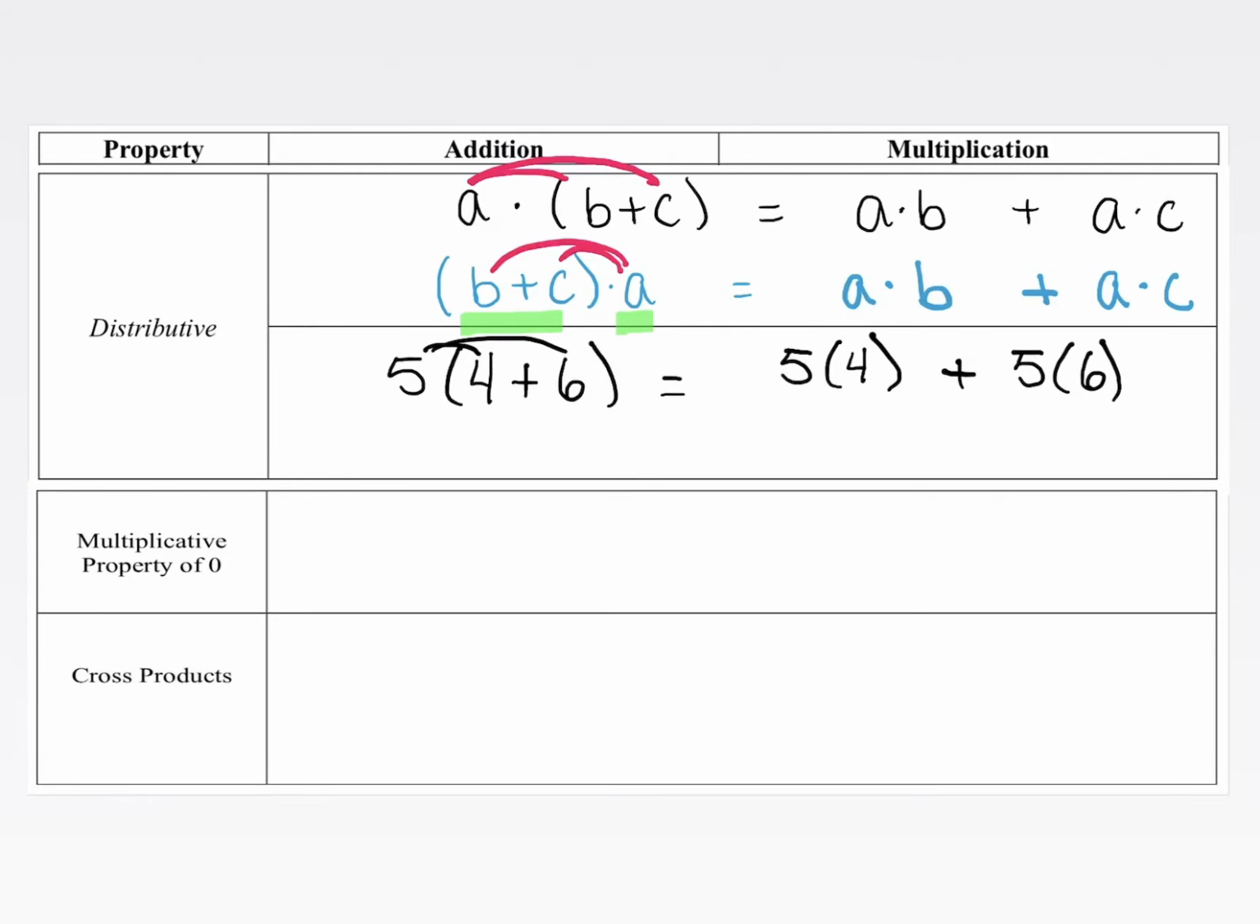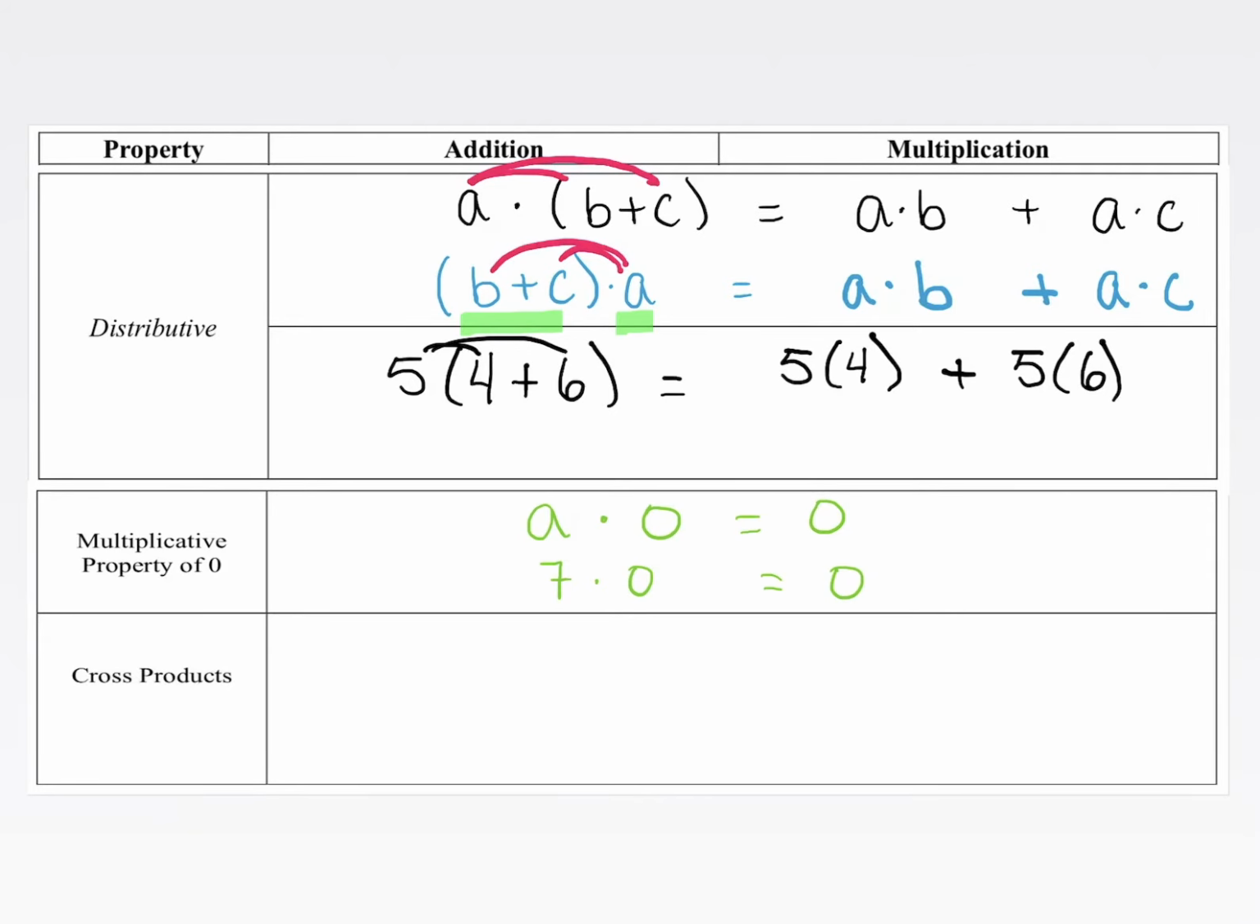Okay, moving on to the multiplicative property of 0. The multiplicative property of 0 basically says that if we have a value A and we multiply it by 0, so if we have any number and we multiply it by 0, our final answer is going to be 0. So if we have 7 times 0, that's going to give us 0. 10,000 times 0 also equals 0.